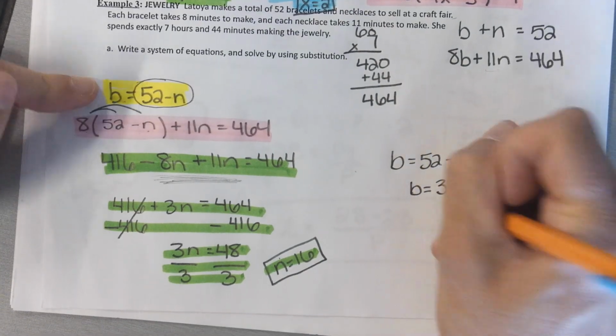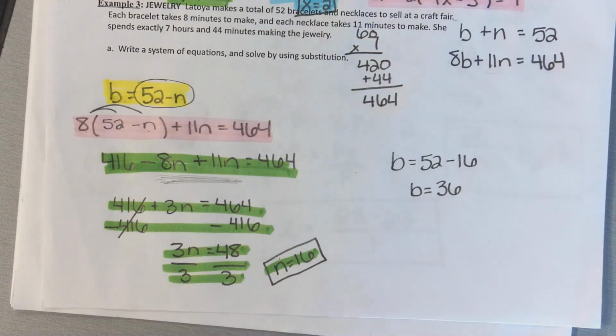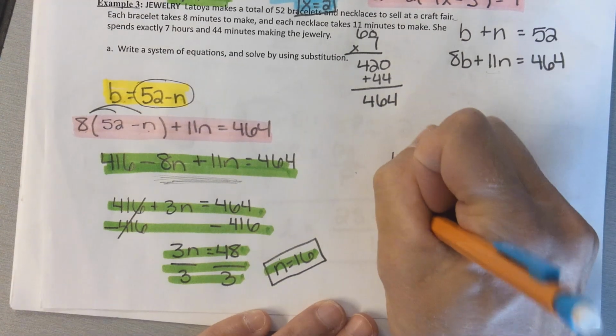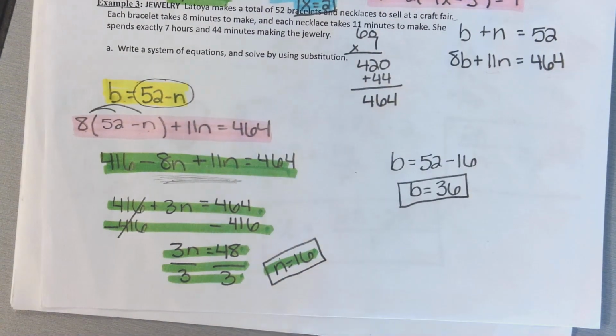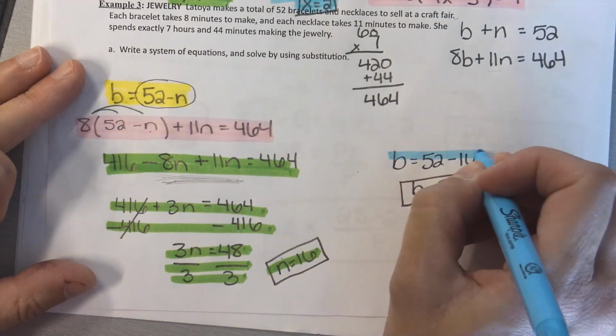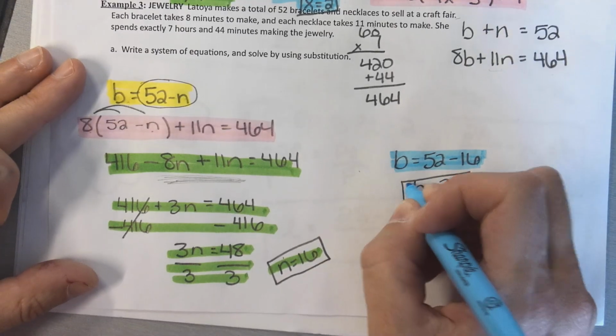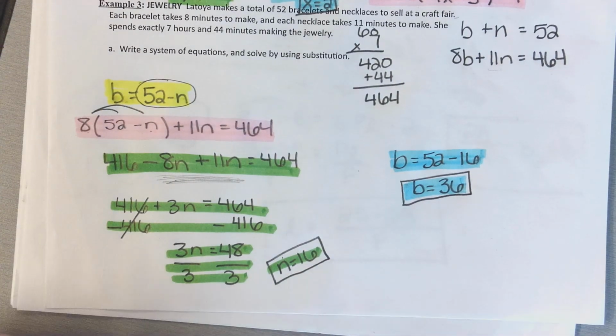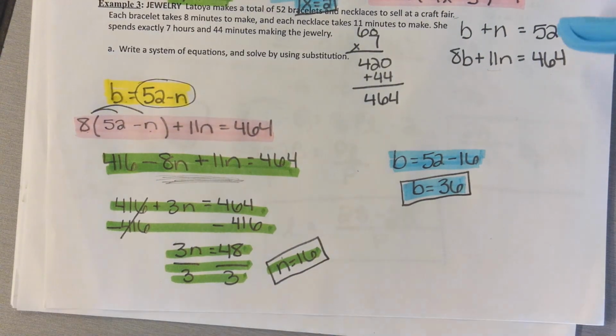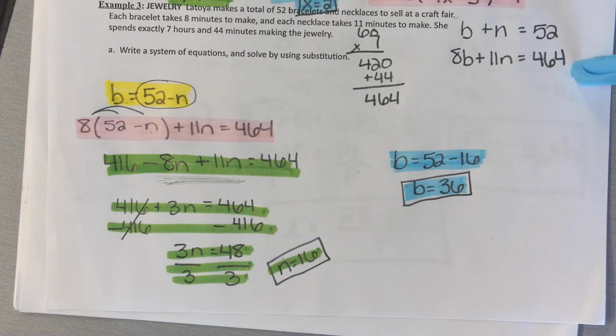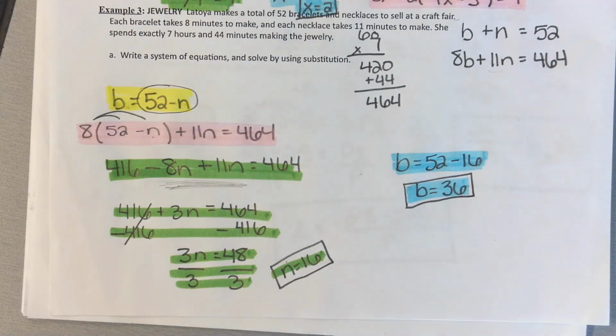Yeah, I agree with you, 36. And so that would have been this blue color is me finding the other variable. So again, you can plug in to any of those. So you can plug in here, this one's fair game, this one's fair game, or this one's fair game.